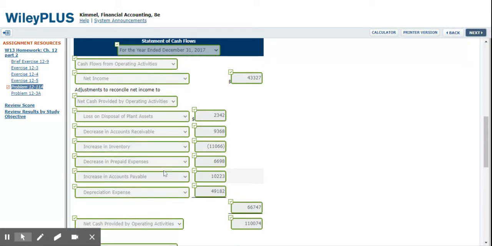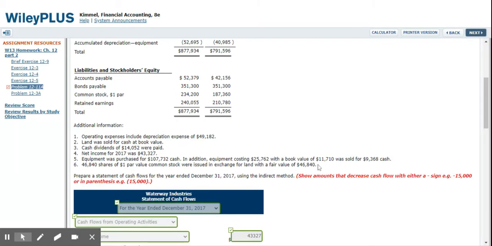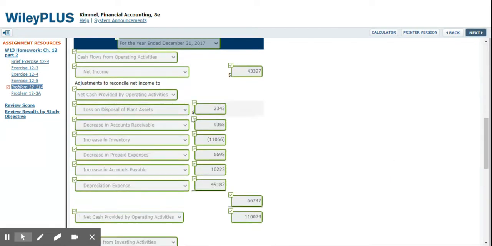And then you're going to list the various operating activities that are given to you, as you can see that I have right here. And so we'll go just step by step on how I got the answers to these first boxes. And so the loss on disposal of plant assets, I got that answer by subtracting the book value and how much it was sold for. And that gave me this first box.